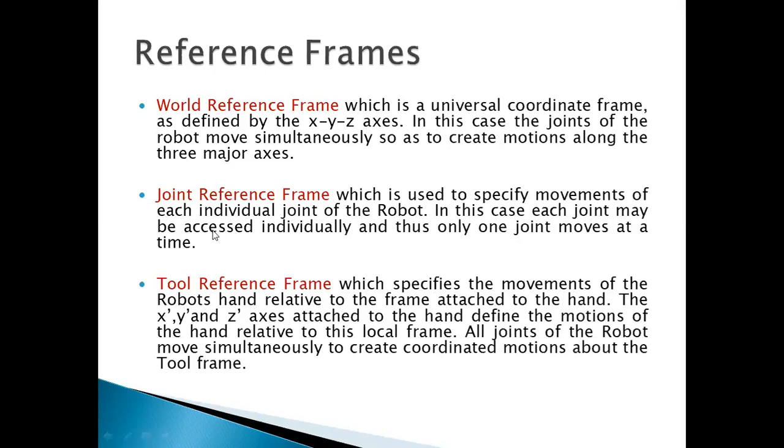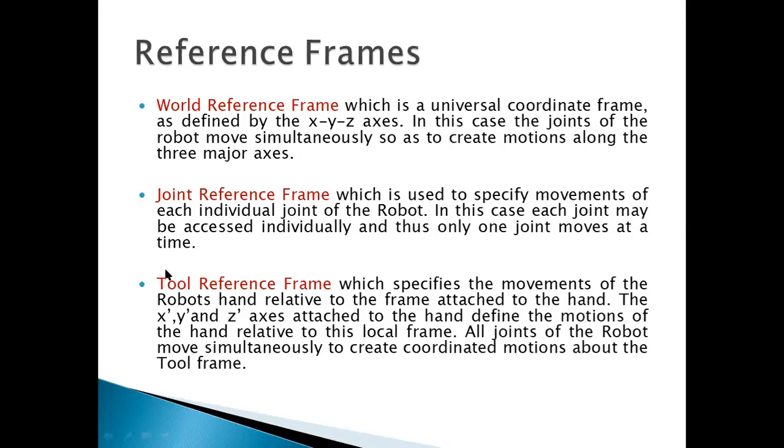Next is the joint reference frame. Sometimes we do not want to define the reference frame at the base. We want to define the reference at the first joint, or maybe the second joint, and calculate the relative position of the other joint with reference to the joint reference frame. In this case, we can also apply the reference frame in the X, Y, and Z directions for any joint. So this is used to specify the movement of each individual joint of the robot. In this case, each joint may be accessed individually, and thus only one joint moves at a time.